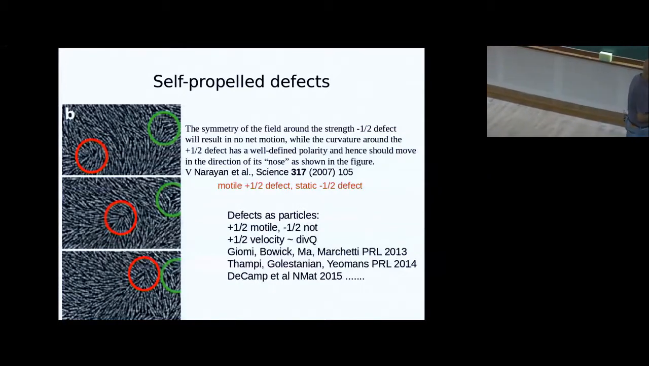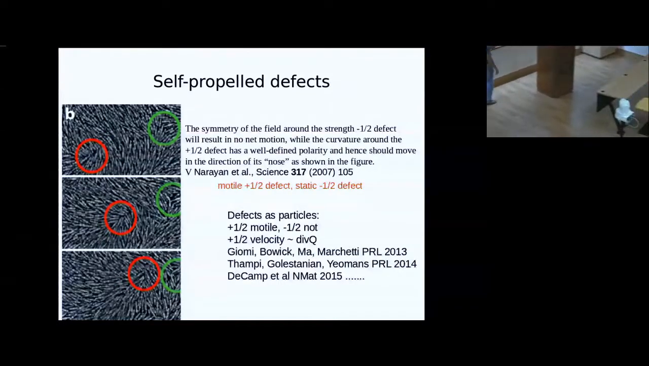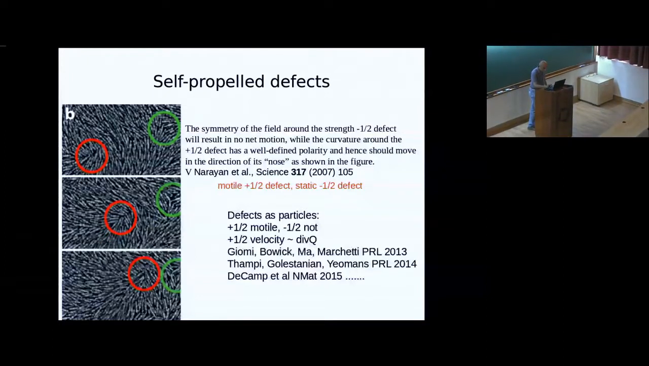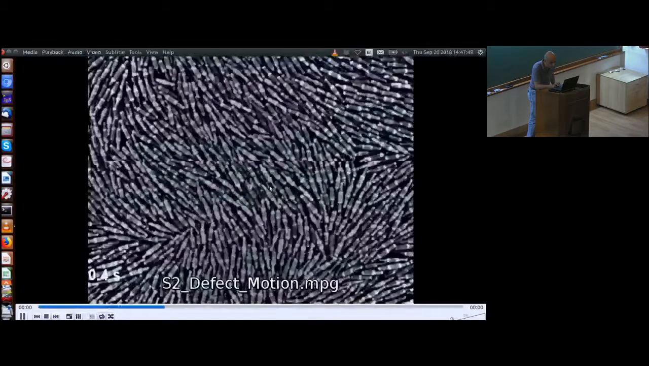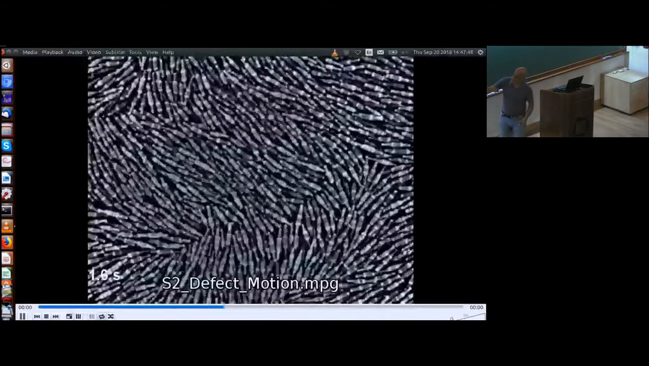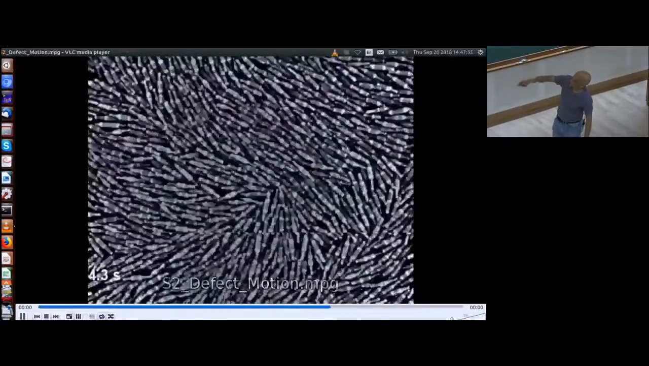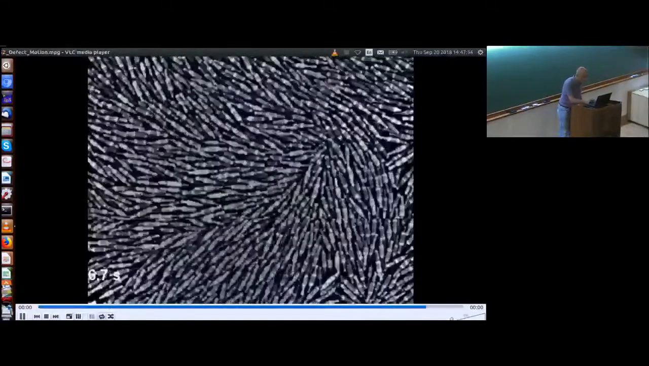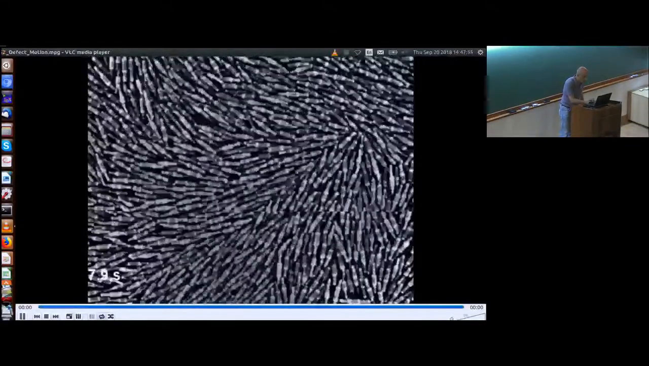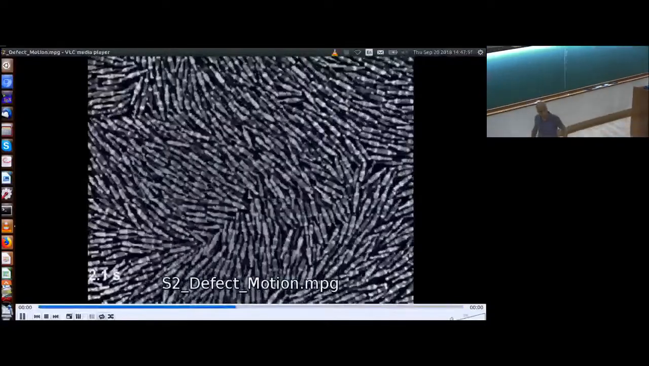And just to show you what these guys do, that they really are traveling objects, you can actually see the plus half moving and the minus half sitting there. Again, just as a reminder that physics is actually about experiments, this is experimental measurements. These are not simulations.